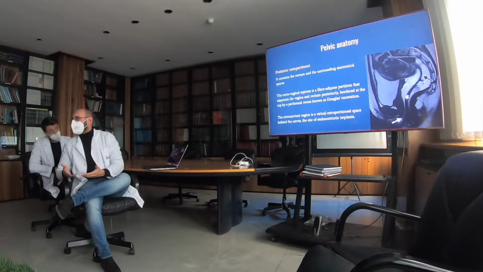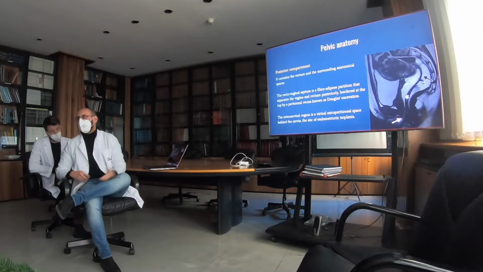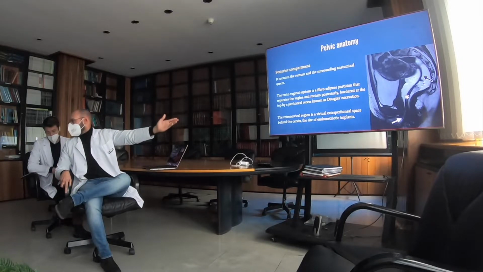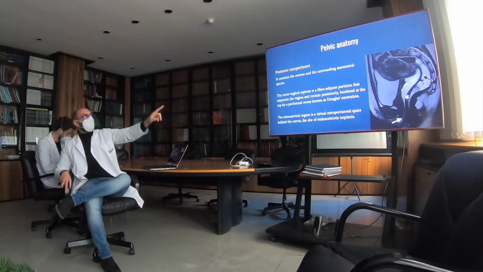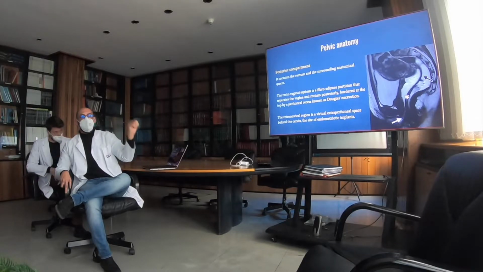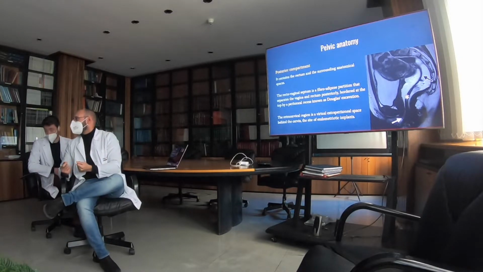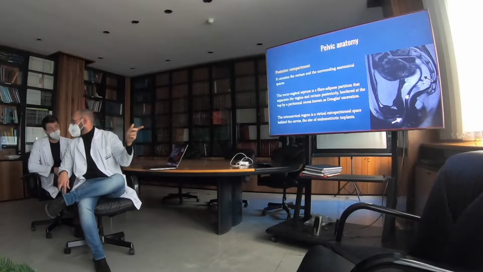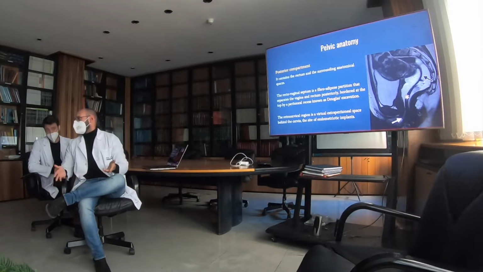T2 sequences are fluid-sensitive sequences, which means that all structures containing static fluids, such as the urinary bladder or the gallbladder, of course, appear hyperintense. In this image in particular, we also see that the vagina and rectum inside are filled with a hyperintense fluid, which is a sonographic gel, which is used during this examination.